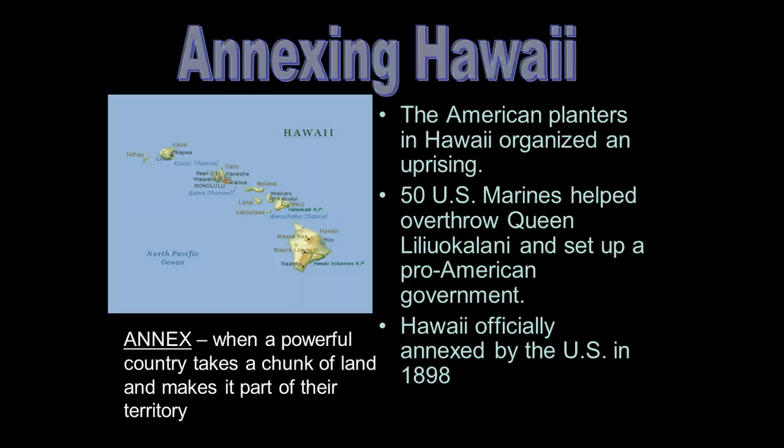And the president did not sanction this, but 50 U.S. Marines, kind of on their own, decided it was a good idea to overthrow Queen Liliuokalani and set up a pro-American government. So when the president found out about this, he was pretty upset. But, I mean, what are you going to do? We already overthrew her. And eventually, years later, they're going to annex Hawaii. But it took a while to convince people that this was a good idea. It doesn't make sense. Hawaii's so far away, but eventually Congress was convinced.